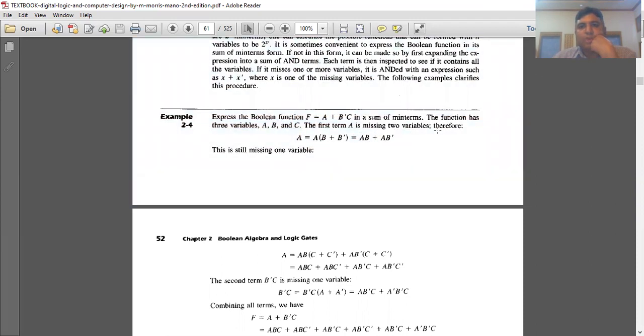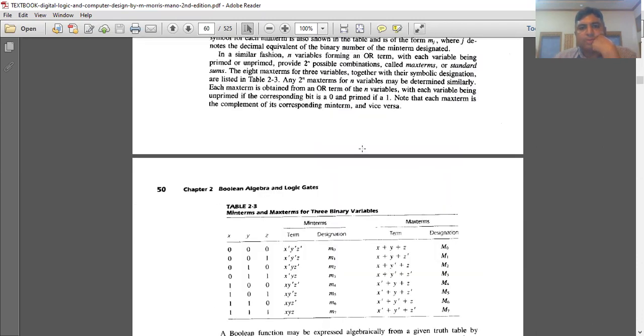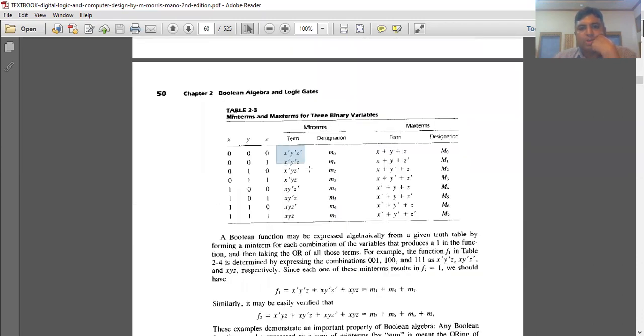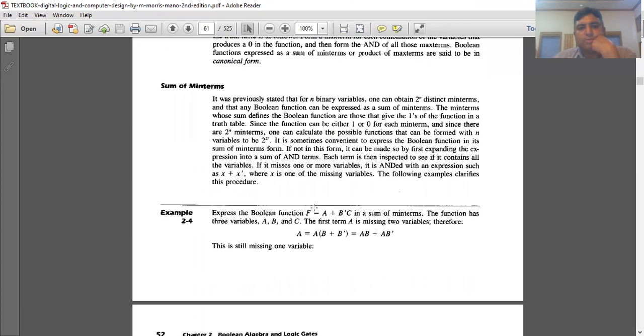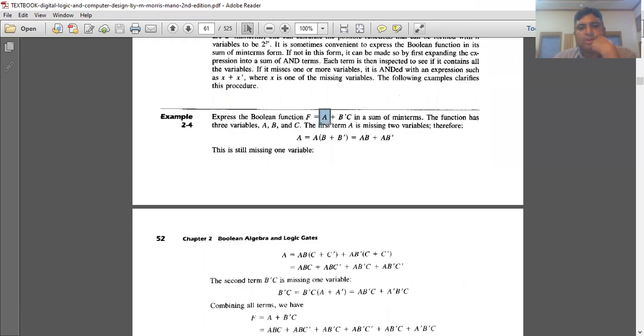A is missing two variables, because this term has a, but it does not have b or c. And if you see this table, each term has all three variables. Each term should have all three variables, then you can form a minterm. So if a term has only a and does not have b and c, then it is not a complete minterm. So how can we deal with this situation?